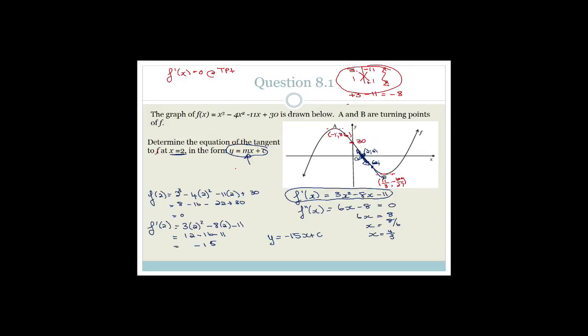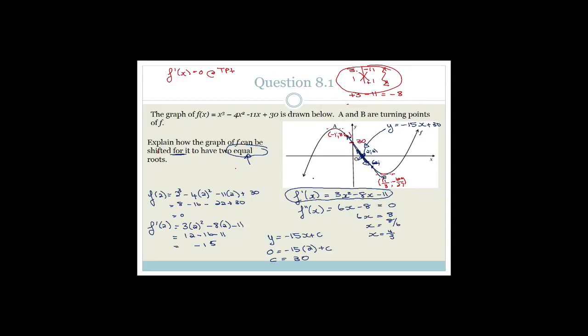And now I can substitute in this point (2, 0) into this to find where it cuts the y-axis, the c. So I can go 0 is equal to minus 15 times 2 plus c. So therefore, obviously, c is equal to 30. So the equation for this tangent over here is y is equal to minus 15x plus 30. So amazingly, this tangent goes through that point there as well. And that's there. Right, let's see what the next question is.